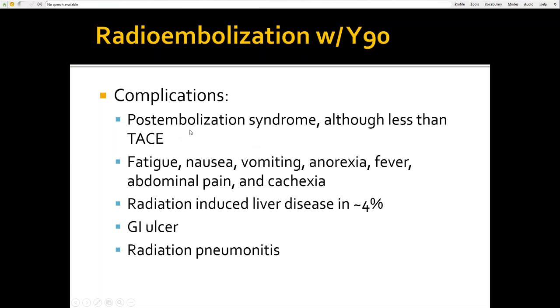So complications, again, you just got to worry about this thing called post-embolic syndrome, which we'll talk about a little bit, which is fatigue, nausea, vomiting, anorexia. So you got to be aware when you're treating these patients that this can happen. Let them know you're going to have flu-like symptoms. You can have radiation-induced liver disease, which is rare but can happen, so you gotta monitor how much you're dosing the patient. You can get GI ulcers, which is what we're trying to prevent. So hopefully your mapping will exclude these kinds of things from happening.